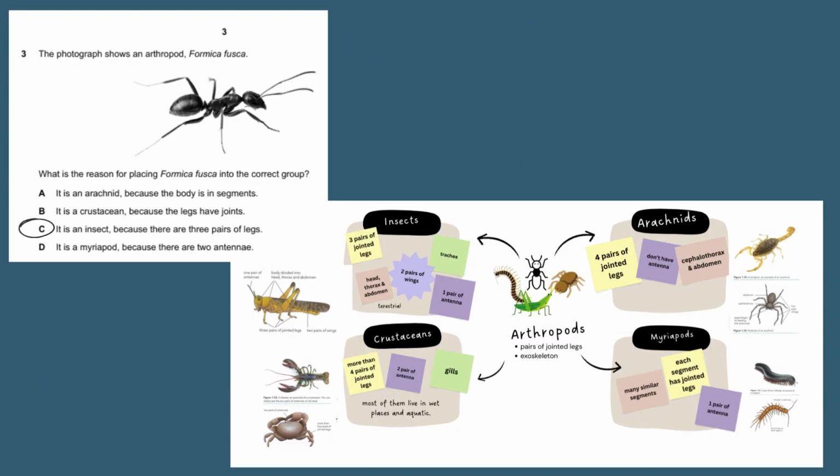Now, the third question. What is the question? The diagram shows an arthropod, Formica fusca. The question is: what is the reason for placing Formica into the correct group? It's asking what the group is and what the reason for that is.